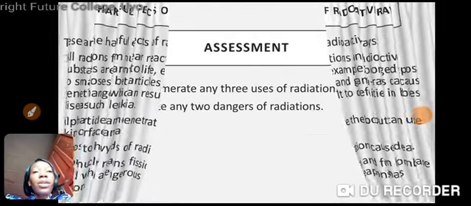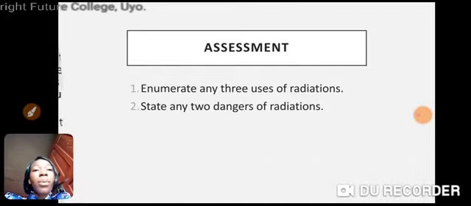Okay, we are now going to assess ourselves to see how far we've learned. The first one is enumerate any 3 uses of radiations. Mention any 3 uses of radiation. Second one, state any 2 dangers of radiations. Any 2 dangers, any 2 harmful effects of radioactive rays. That's what number 2 is talking about. Hope you are following.